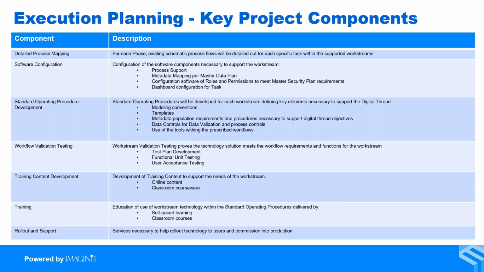Training content is also a huge element of successful implementation. Depending on the scope of your transformation, it may require classroom training or online content be developed to support the software use within those steps. And then finally, execution of the training, making sure that we have a plan to roll out the technology in a structured way, whether that's through classroom courses or self-paced learning. Either way, training is an important element of success.